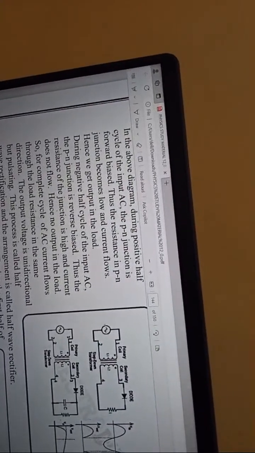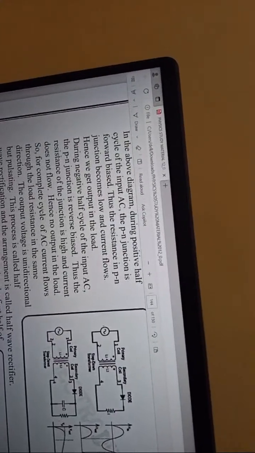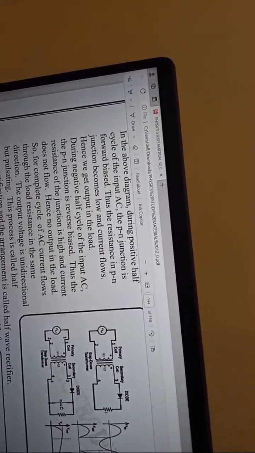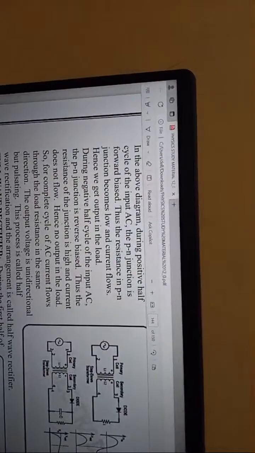During positive half cycle of the input AC, the PN junction is forward biased. Thus, the resistance in the PN junction becomes low and current flows. Hence, we get output in the load.